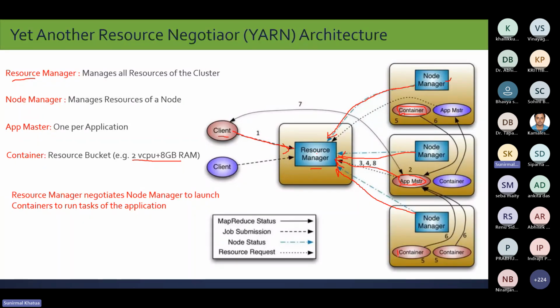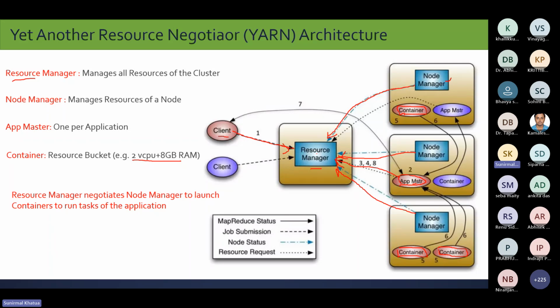For example, in the same node, I may need 2 containers because one container may run one map process, the other container may run another map process on the second kind of data. So you have to decide how many containers are needed and where the containers are to be placed, and that process is basically the resource negotiator kind of thing.